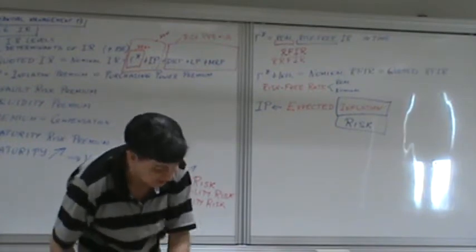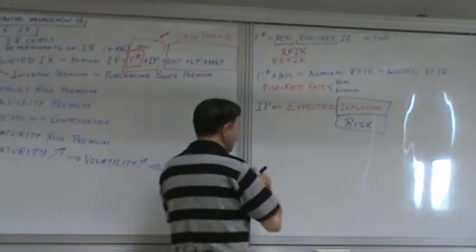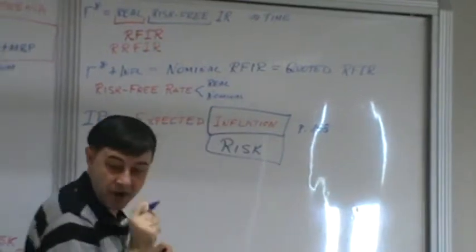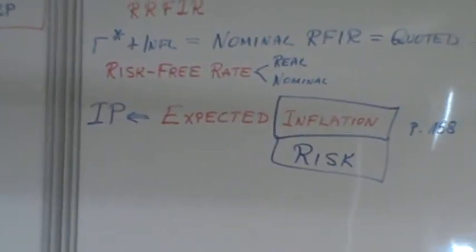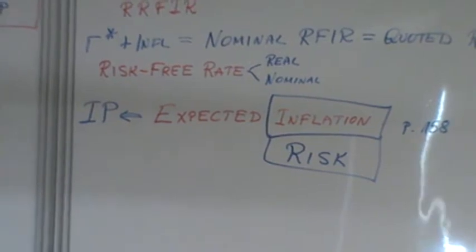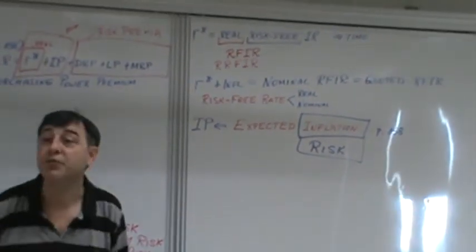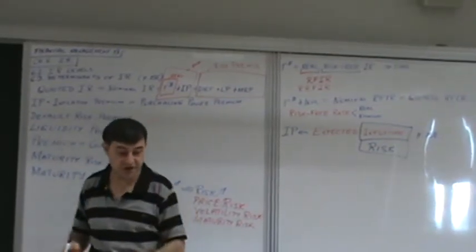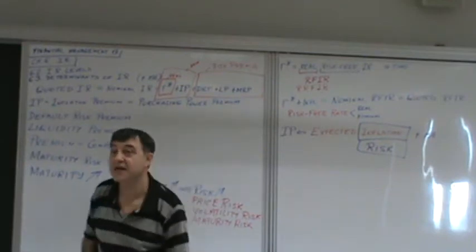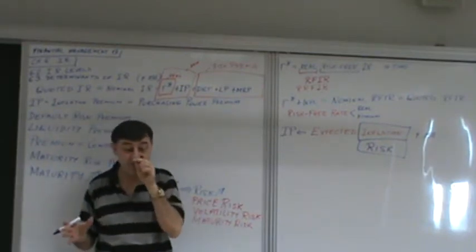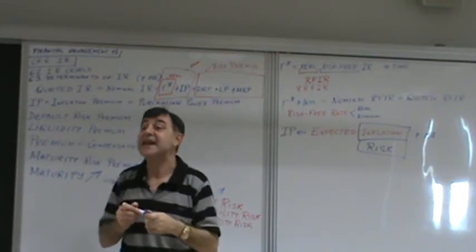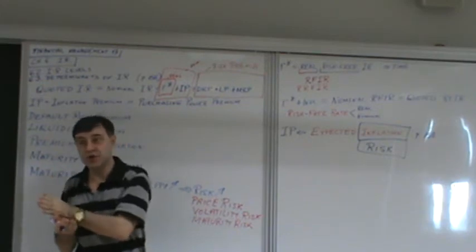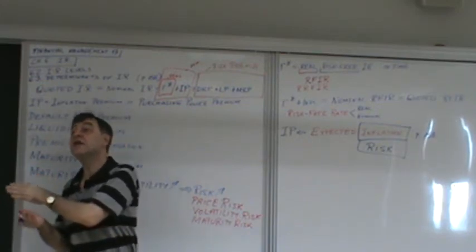Over the security's life, this is page 158. All right. Next one is default risk premium. It is simply the premium for the risk of default. That's on page 160. We've already covered this before. Default simply means inability to pay the amount due on time and in full.